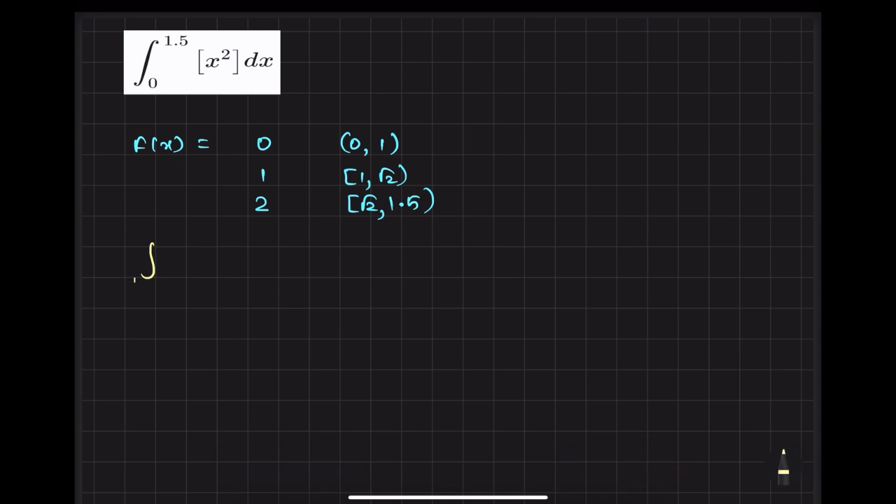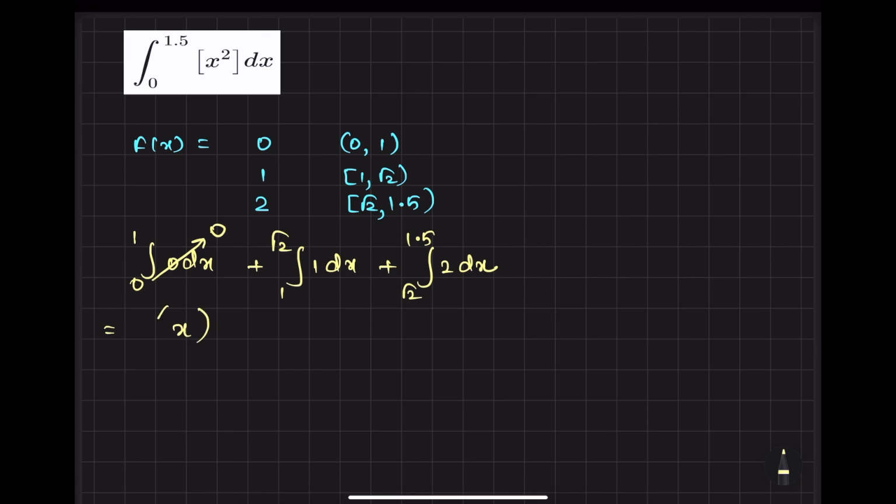So can we write the integral from 0 to 1 of 0 dx, plus the integral from 1 to root 2 of 1 dx, plus the integral from root 2 to 1.5 of 2 dx. Now let's simplify things. The first part will become 0. The integral of 1 is x, with upper limit root 2 and lower limit 1. Then 2x, with upper limit 1.5 and lower limit root 2.